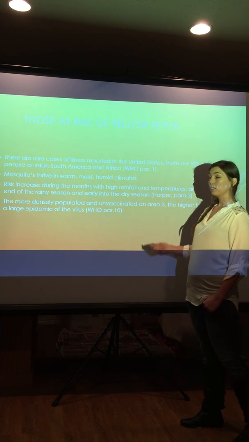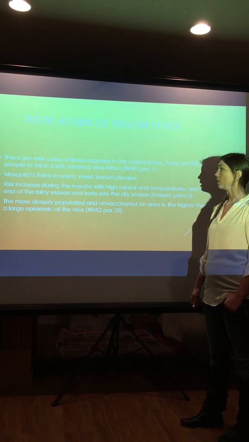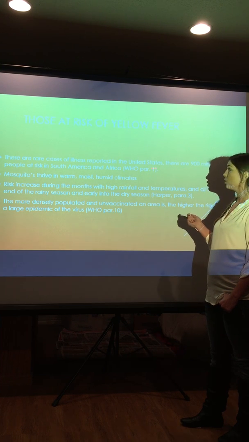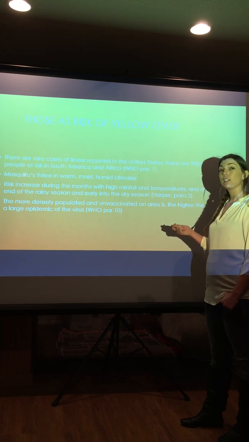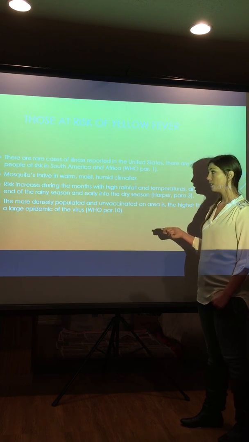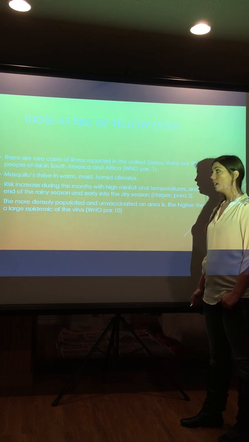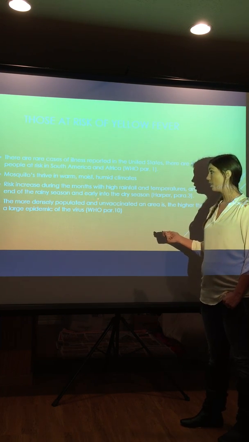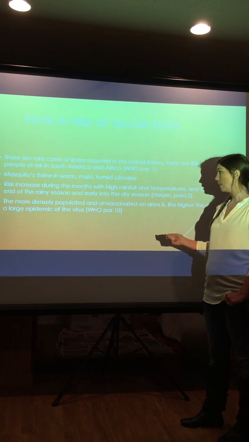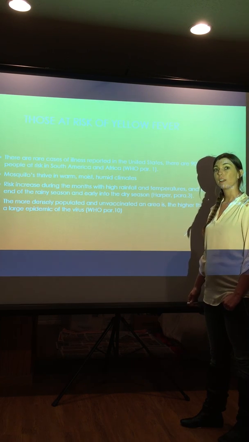There are rare cases of illness reported in the United States. Most of the population affected is going to be in South America and Africa, where there is an estimated 900 million people at risk. Mosquitoes thrive in warm, moist, humid climates. Therefore, the risk is increased during the months of high rainfall and high temperatures, in the rainy season and early into the dry season where it's most humid. The more densely populated and unvaccinated an area is, the more at risk it is for a large epidemic of the virus.